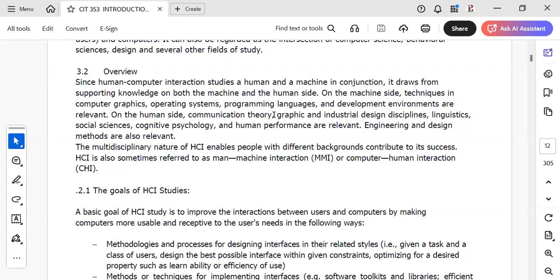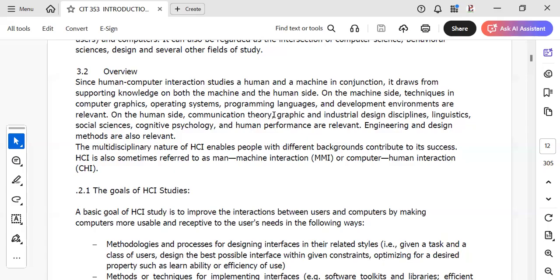So, if we should put them side by side, if you are asked to talk about 5 things or 4 things that need to be studied on the part of machine and 4 that need to be studied on the part of human, let's say that is an exam question. On the part of machine, we already know that we will need to learn techniques in form of computer graphics, we will learn operating systems, we will learn programming languages, and we will learn development environment for the system.